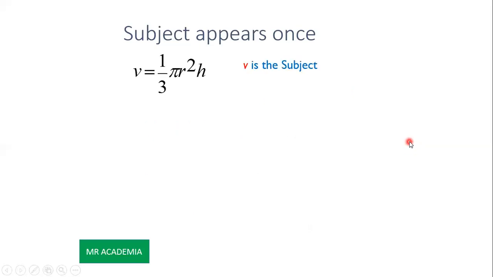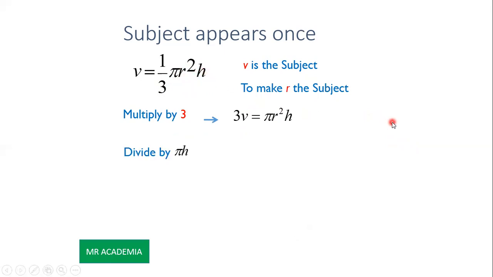If we also want to make r the subject of the formula, because r has a square here, of course we shall first remove the 3 by cross multiplying, or we multiply by 3 on both sides, and we have this. Next we have to remove pi and also h, by dividing by pi h. You can see how we are dividing by pi h to have this. And finally, to remain with r, we take the square root on both sides.